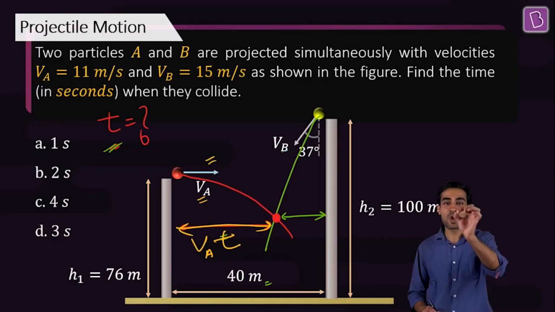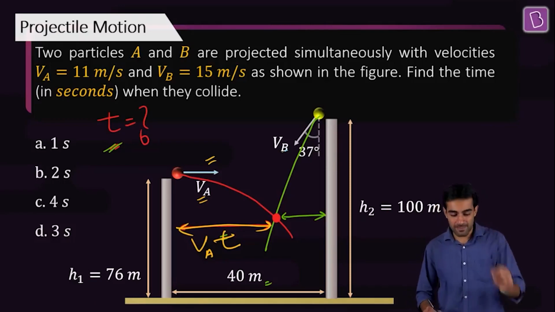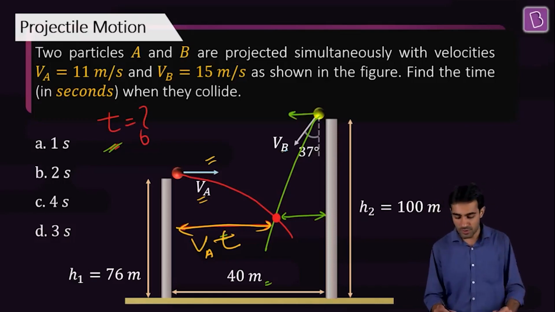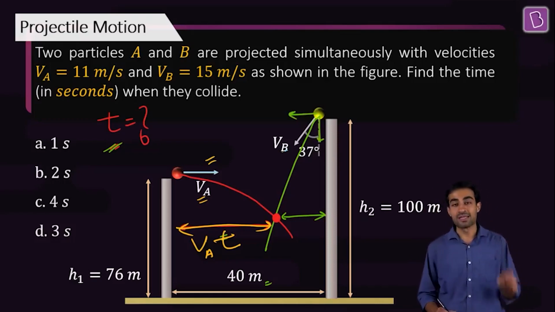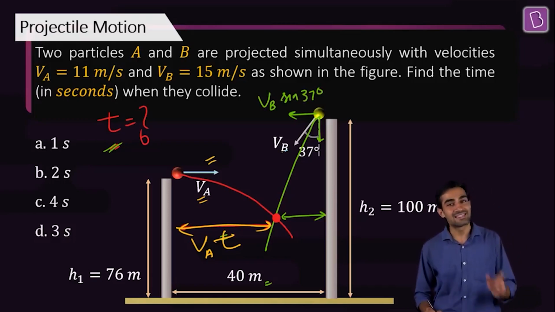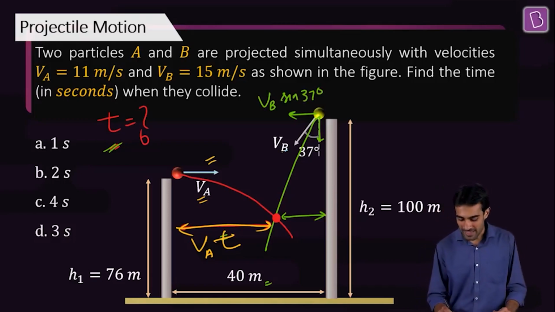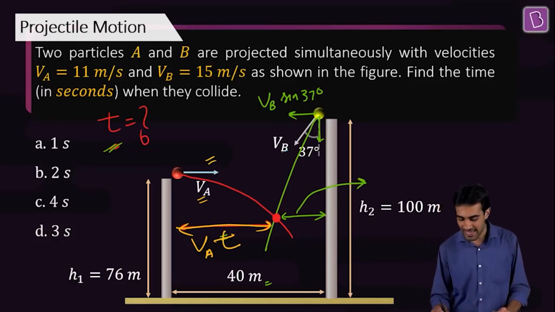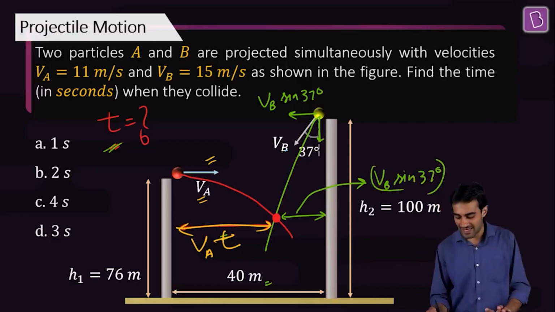Now let's talk about the green object. We can break the velocity of the green object into two parts, one along the horizontal and one along the vertical. The horizontal component of the velocity is VB sine of 37 degree. Yes. Now, this horizontal component of displacement is VB sine of 37 degree times time t.